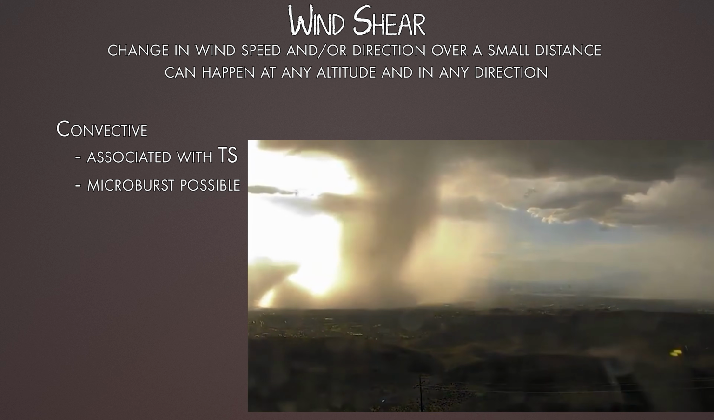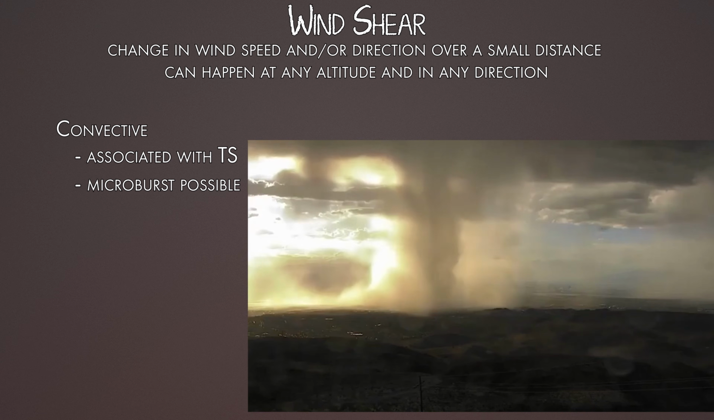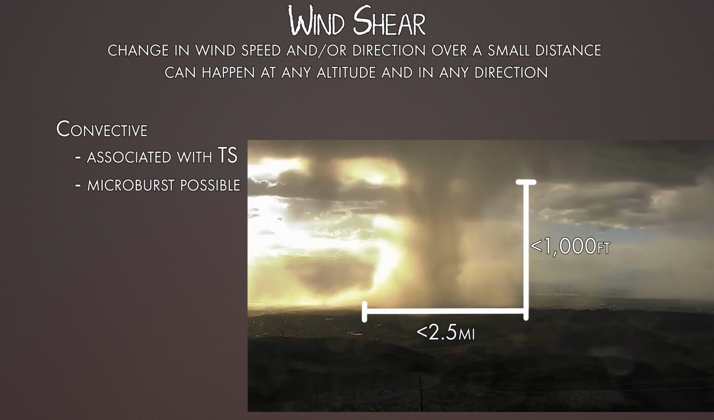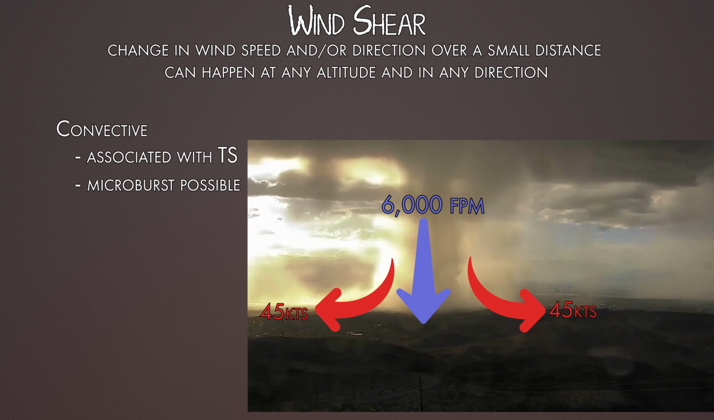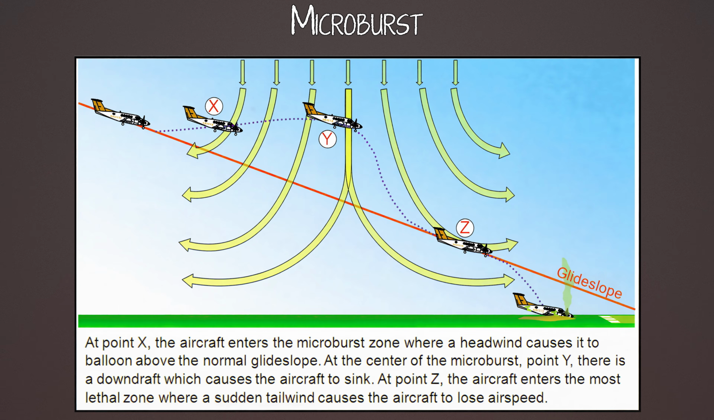The good news is that a microburst is relatively small in size, and it's short-lived. The typical size is less than 2.5 miles in diameter, and it's usually less than 1,000 feet deep. It can last anywhere from 5 to 15 minutes. The bad news is that the downdrafts can be as much as 6,000 feet per minute. Also, the wind shift from one side to the other can be as much as 90 knots. Oh, and there's severe turbulence, of course. You'll see this illustration quite a few times in your piloting future. This is how a quote-unquote ideal microburst event would look.